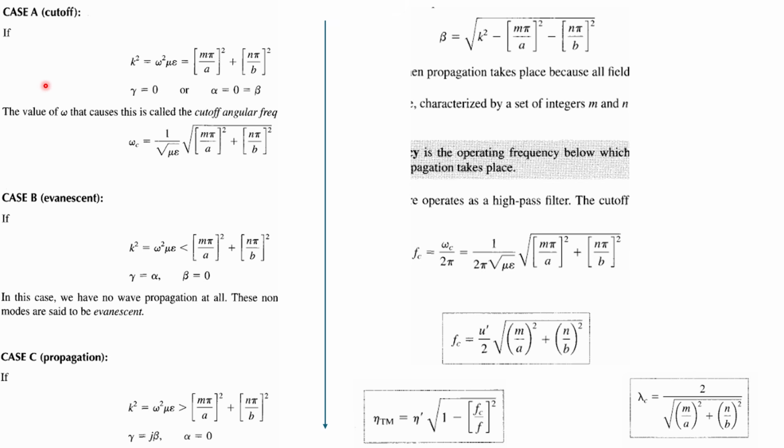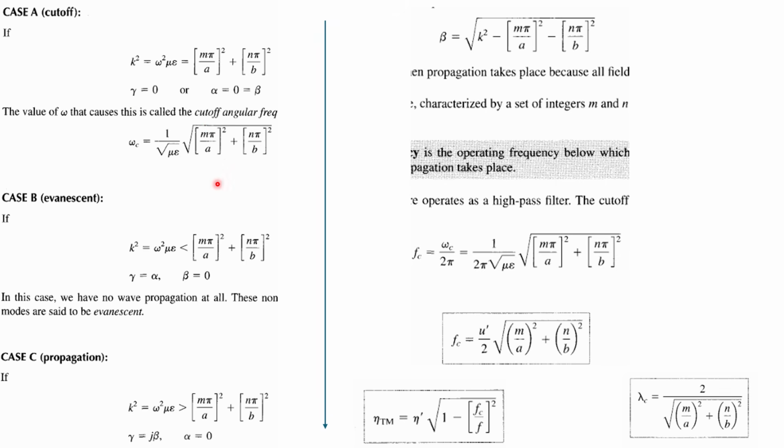So case A, suppose cutoff. Your alpha and beta both are 0. In that case, what will happen? Gamma will also be equal to 0, and the equation k square will be kx square plus ky square. So the value of k we have already obtained: k is equal to omega square root of mu epsilon. So omega square mu epsilon will be equal to (m pi by a) square plus (n pi by b) square. So here you can find omega; this is also called the cutoff frequency, cutoff wavelength.